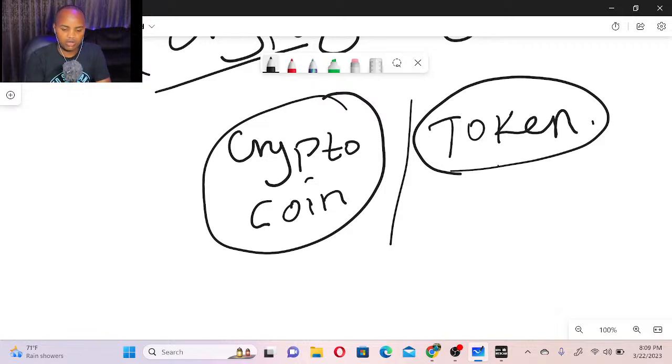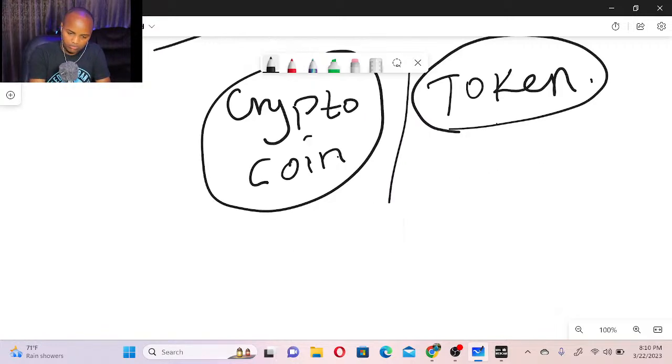So when we talk about crypto coins, we are talking about these major things like Bitcoin, Ethereum and all that. When we talk about tokens, I'm going to show you at the end how this token can be used even to transfer something like Bitcoin. Bitcoin is something generated, something that is minted to help you transfer the cryptocurrency.